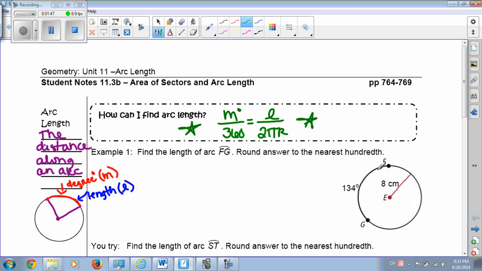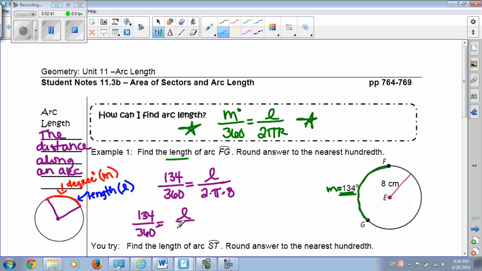So find the length of arc FG, okay? Well, there's arc FG. 134 degrees is actually the degree measurement, that would go above the 360. But we don't know what the length is. We're looking for the length. So we're looking for L. Okay, so let's set up our proportion. Our measurement over 360, so 134 degrees out of a total of 360 degrees is equal to the length, which we don't know, but it's part of the whole thing, which is the circumference, which is 2 pi r. So 2 times pi times our radius, which in this circle is 8. And 2 times 8 is 16 pi. So this is really 134 over 360 is equal to L over 16 pi.